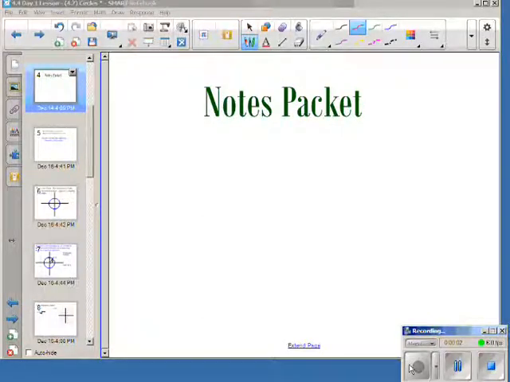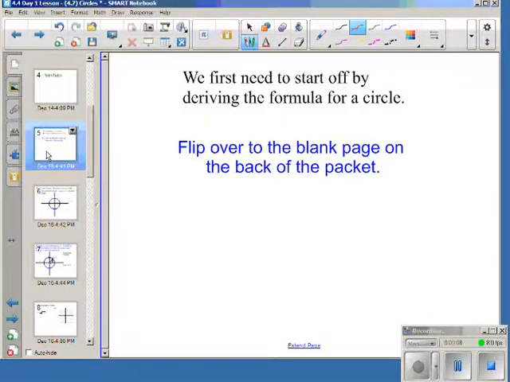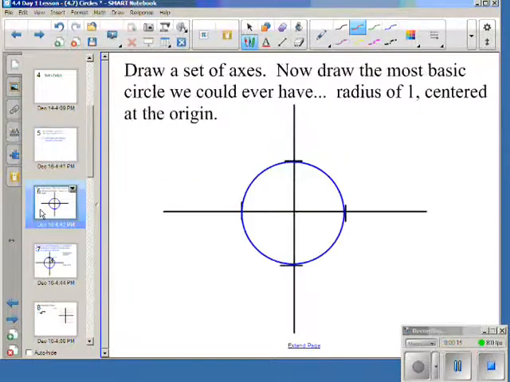All right, welcome to our day of circles. We're going to start with our notes packet, so grab out your beige packet, and we're actually going to start on the back page. So I want you to flip to the back of the blank page, and what we're going to draw is just the most basic circle, which is called the unit circle, which means we have a center at 0, 0, and a radius of 1.